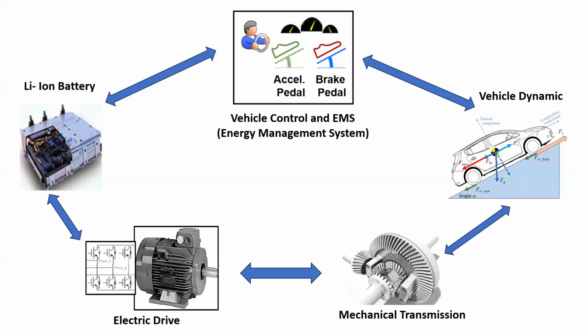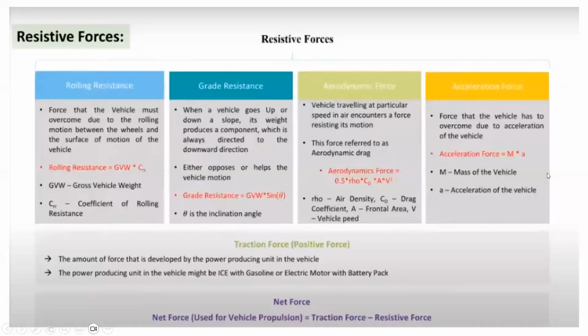Just to summarize this slide once again, we are going to build 5 blocks in our model today. The 5 blocks are, first of all, lithium-ion battery, then electric drive, mechanical transmission, vehicle dynamics, and vehicle control. Now, talking more about what types of forces are involved in an electric vehicle.